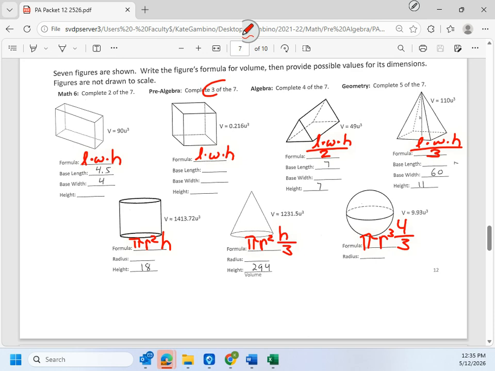Remember that pre-algebra only has to do 3. This is a great time to challenge yourself. See if you can find them all. Okay, challenges are a wonderful thing.